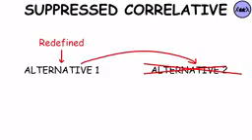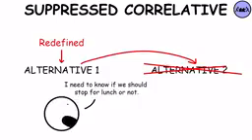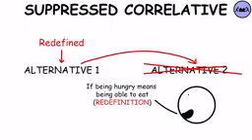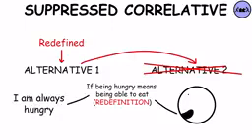Suppressed correlative. The attempt to redefine one of two mutually exclusive options so that one alternative encompasses the other, thus making one alternative impossible. Something like, I need to know if we should stop for lunch or not. You are either hungry or not hungry, which is it? If being hungry means being able to eat, I am always hungry.